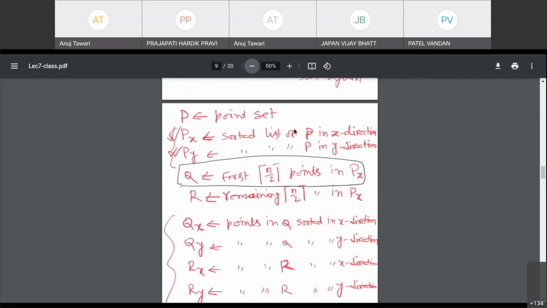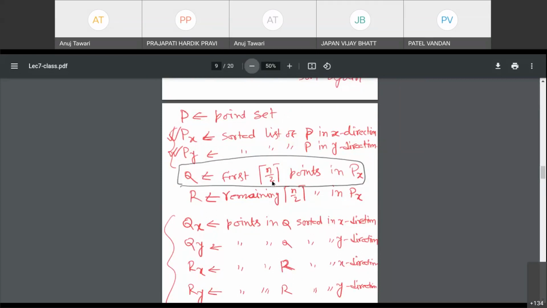Px is the sorted list of the set of points in the x direction. Py is the sorted list of points in the y direction. And these two will take n log n time overall. And the rest of the computations you can do in big O of n time.